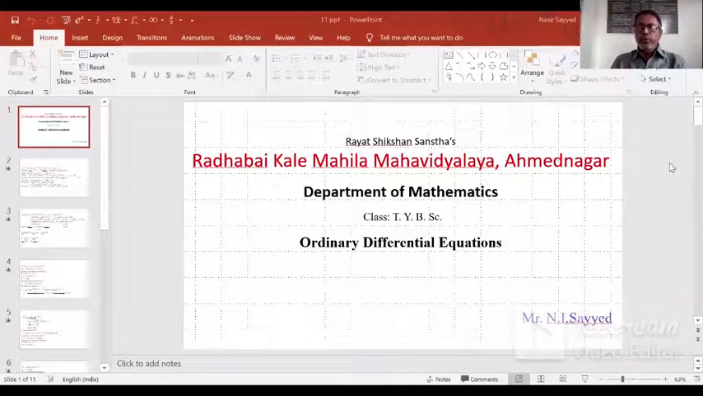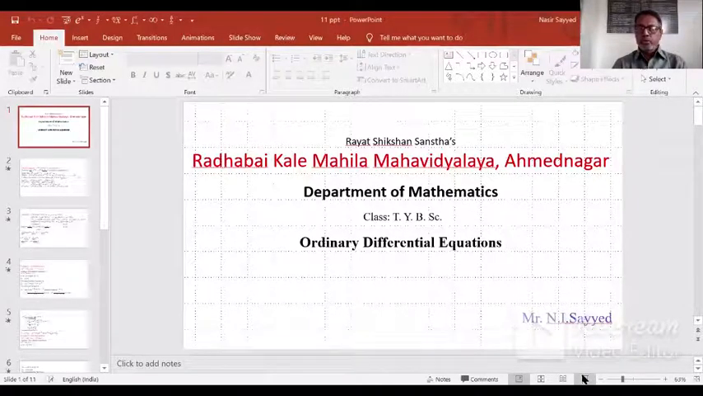How to find the particular integral if, in the non-homogeneous linear differential equation, u of x is of the type e to the power ax into v, where v is a function of x. For that purpose we have seen one theorem: if we operate 1 upon f of t on e to the power ax v, then this is equal to e to the power ax operate 1 upon f of t plus a on v.